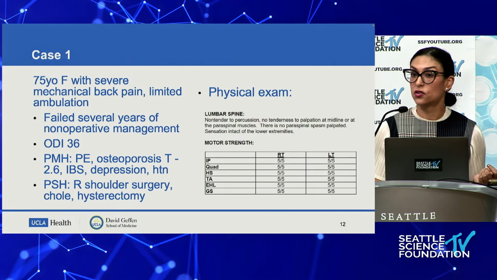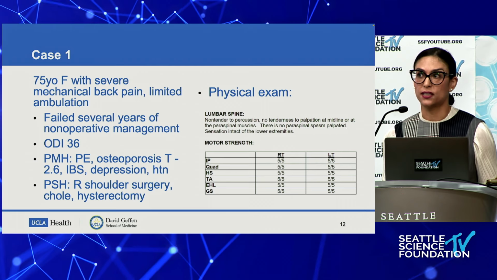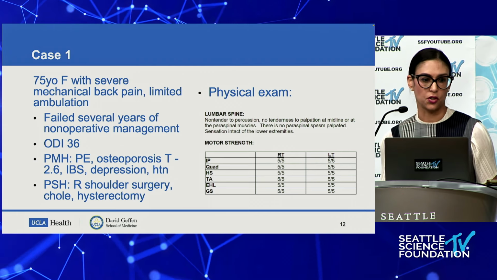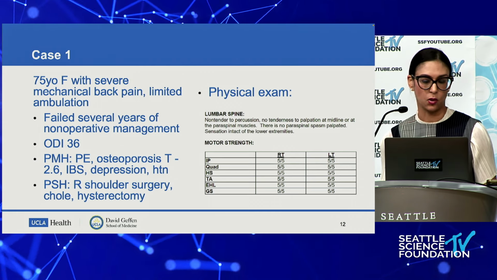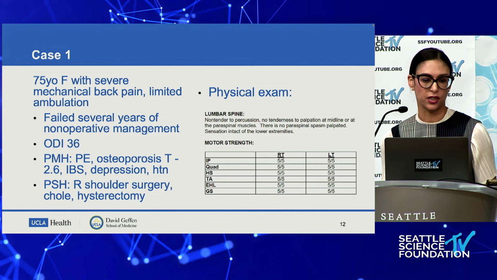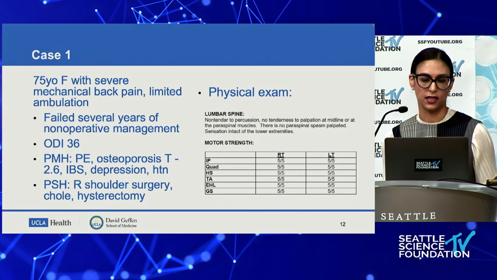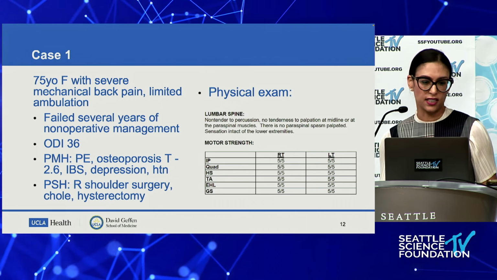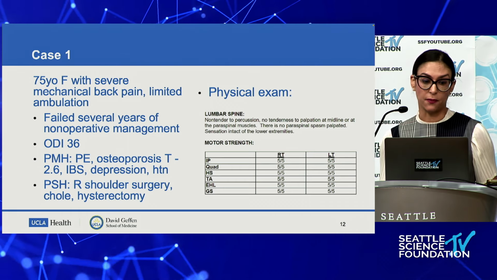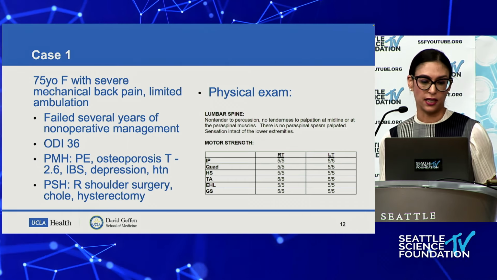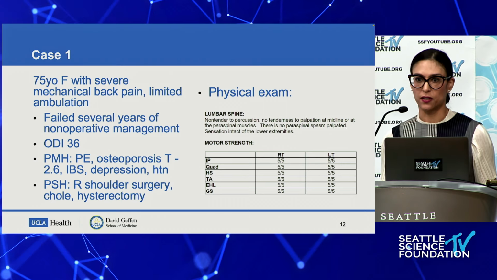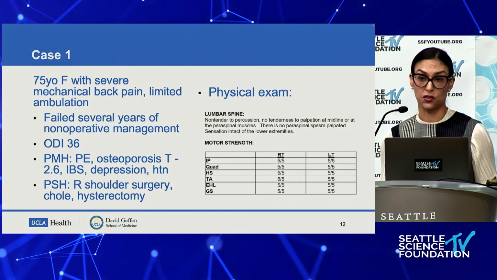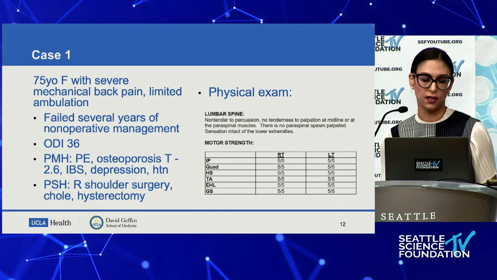So I'm going to walk you through a case that I did and my thought process at each point, so that the learners can follow along and hopefully take some of the tips and tricks that I've learned over the years and take it to their own cases. This woman is a 75-year-old who had severe mechanical back pain, very limited ambulation. She tried all the non-operative stuff, and it wasn't working. Her ODI was 36, so she was extremely disabled.